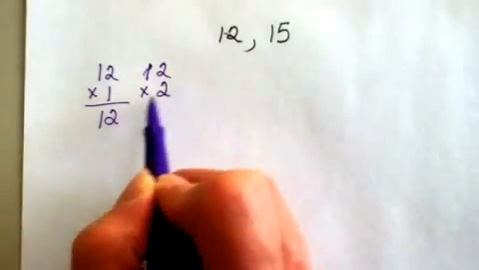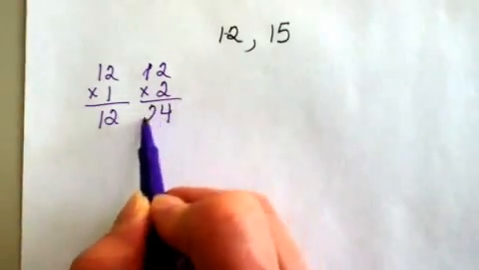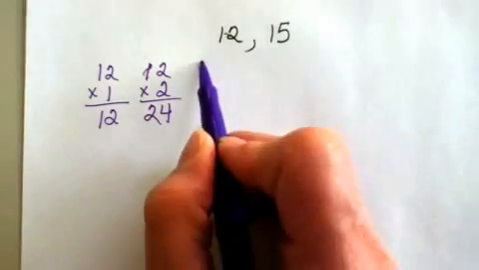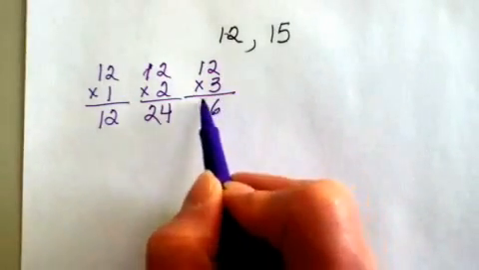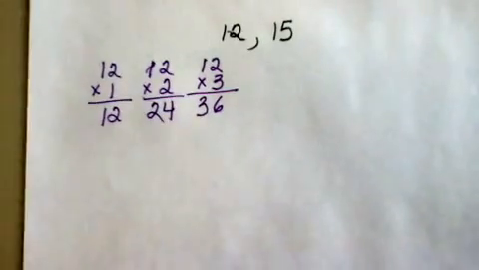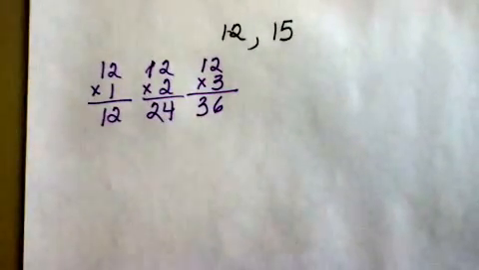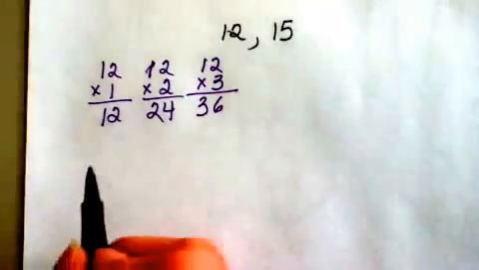12 times 2 is 24. 12 times 3 is 36. Now remember, you don't have to write out them all, just write out a few at a time.